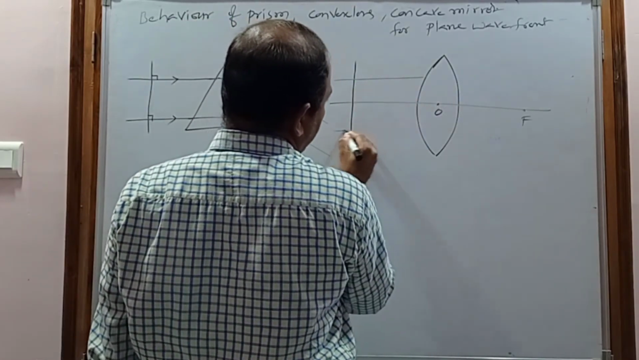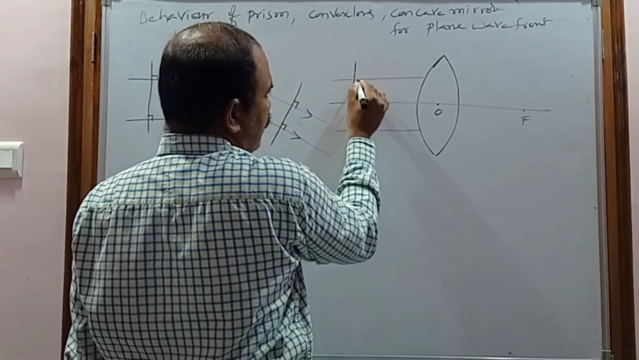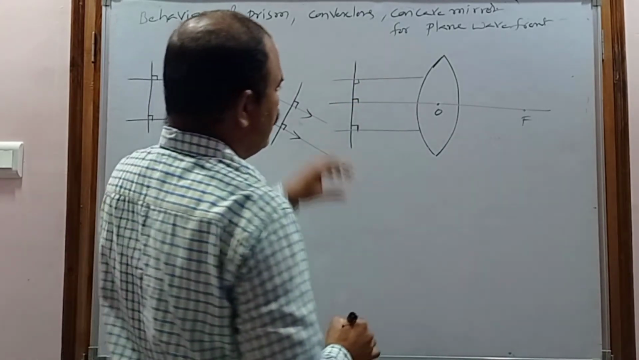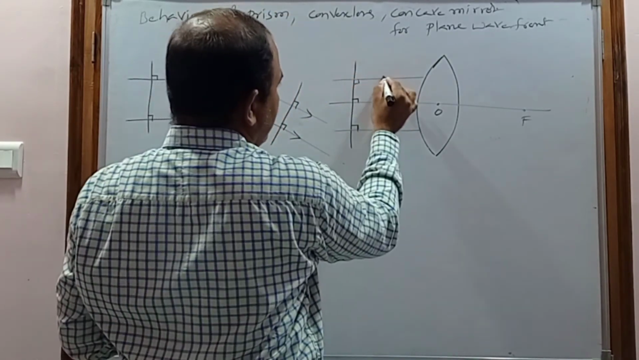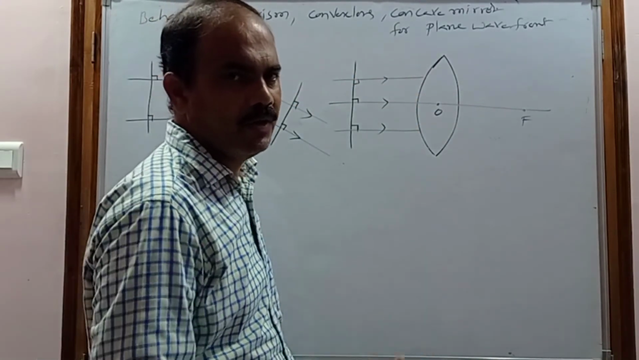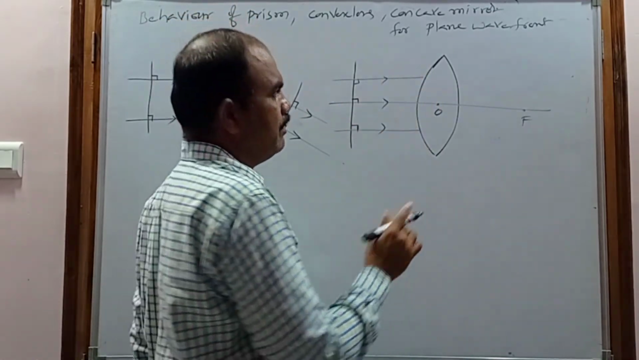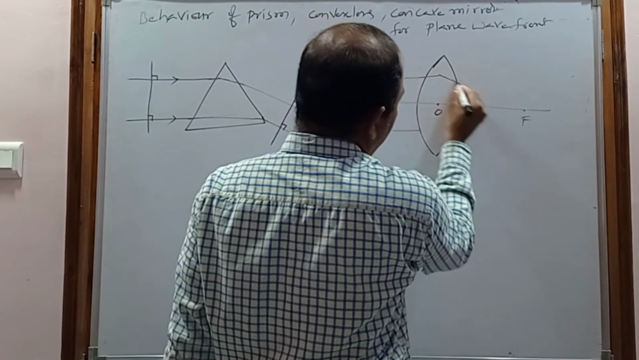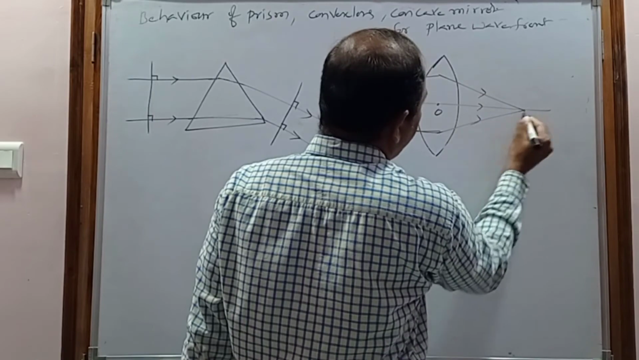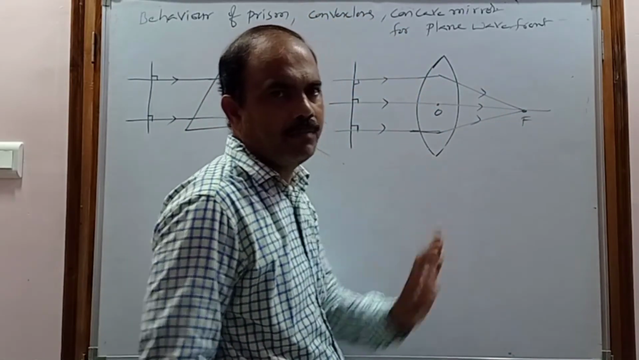So how can we draw the light rays? According to Huygens principle, when the light rays are drawn for the plane wavefront, they will be perpendicular to the plane wavefront. These are the light rays. They are parallel to each other and also parallel to the principal axis. According to ray optics, when a parallel beam of light is incident on the convex lens, after refraction all refracted rays will meet at a point. That point is called the focus.